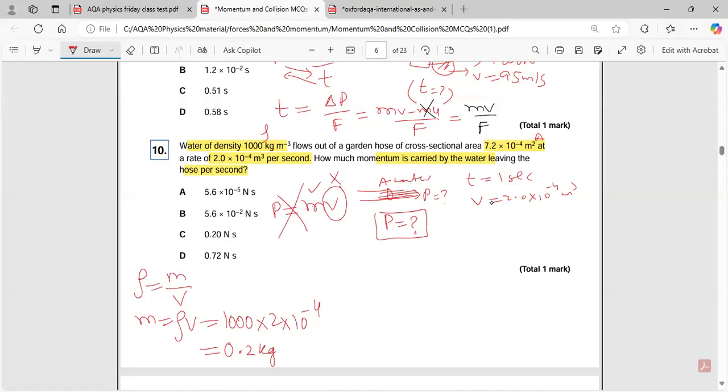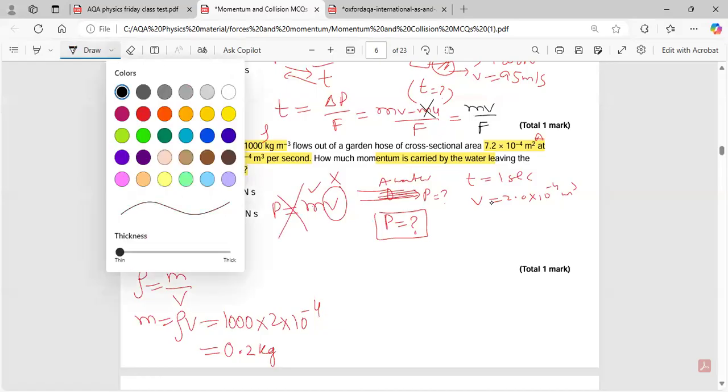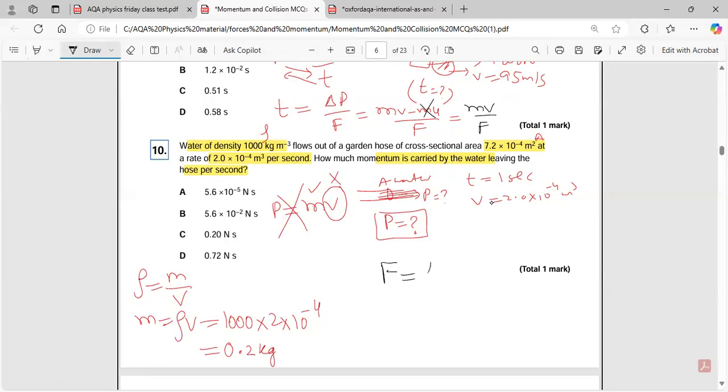So you can't use this formula. Let's move on to the next formula in which momentum is there. So force is change in momentum over time, right? So this is over there. So we can try to do this as well.